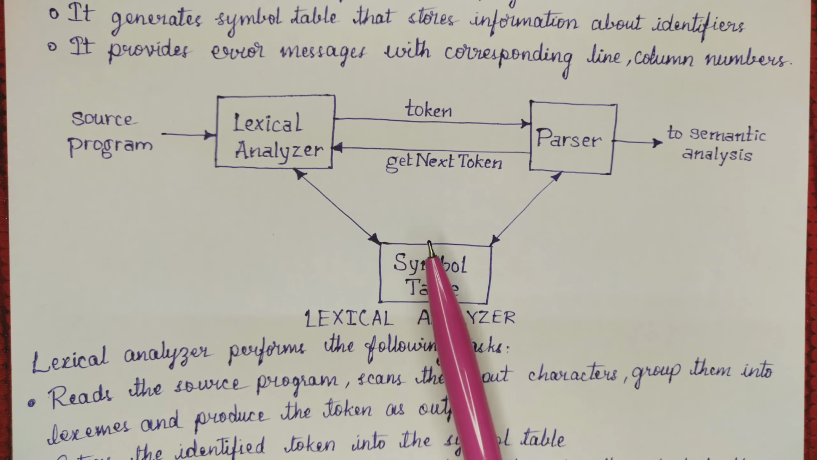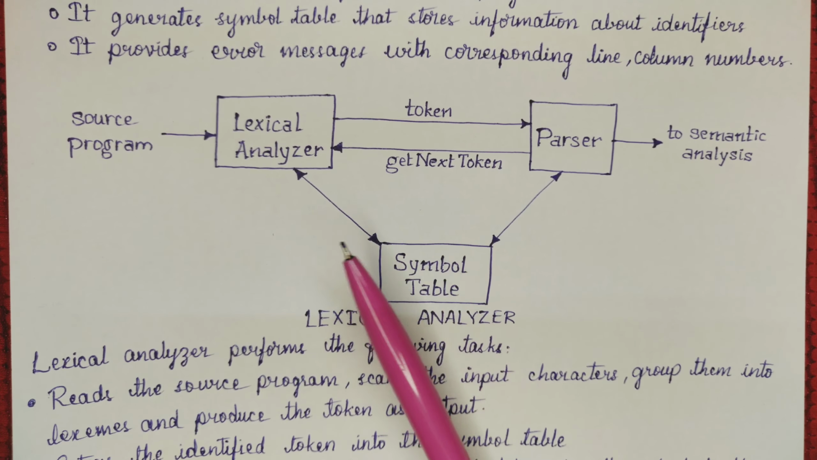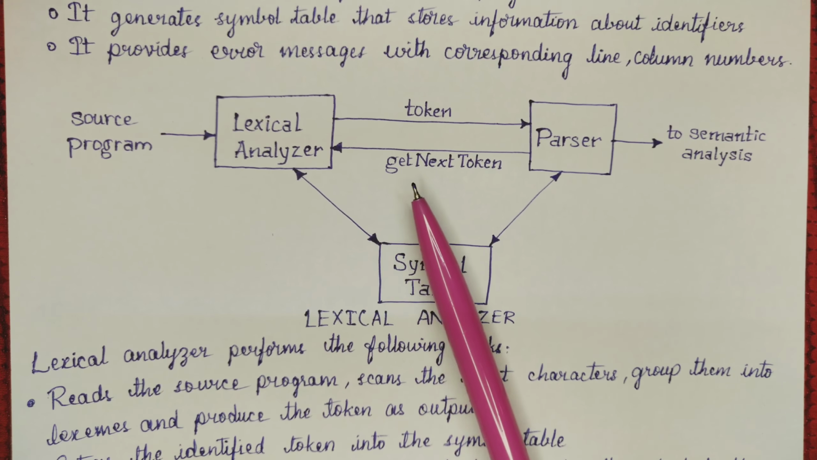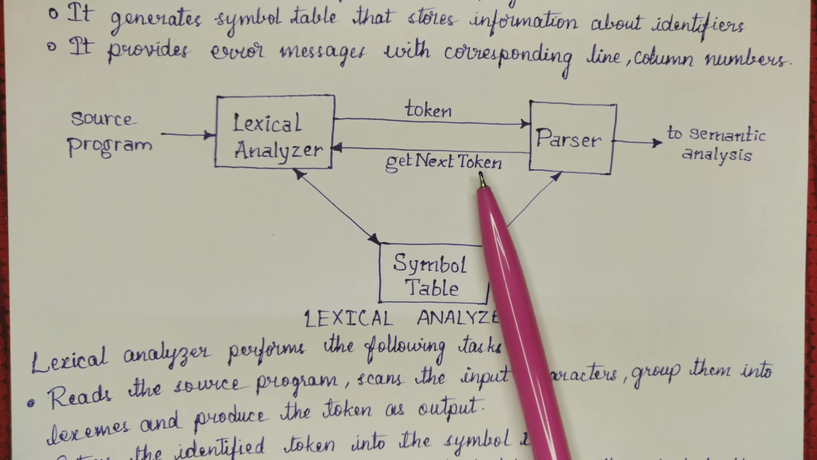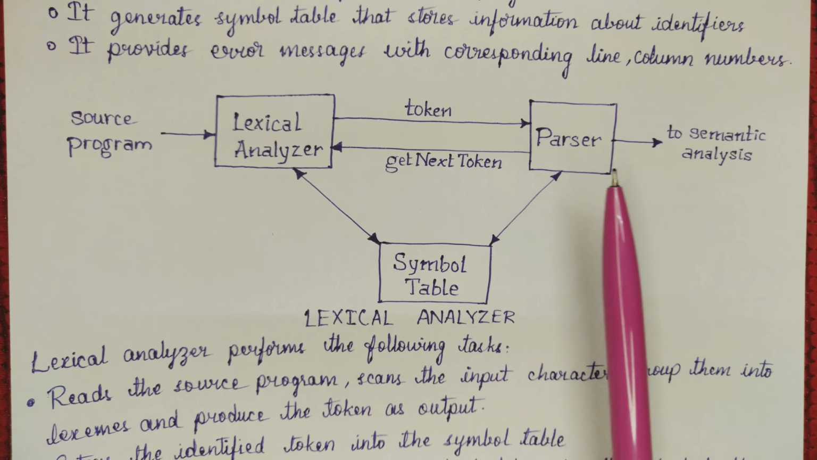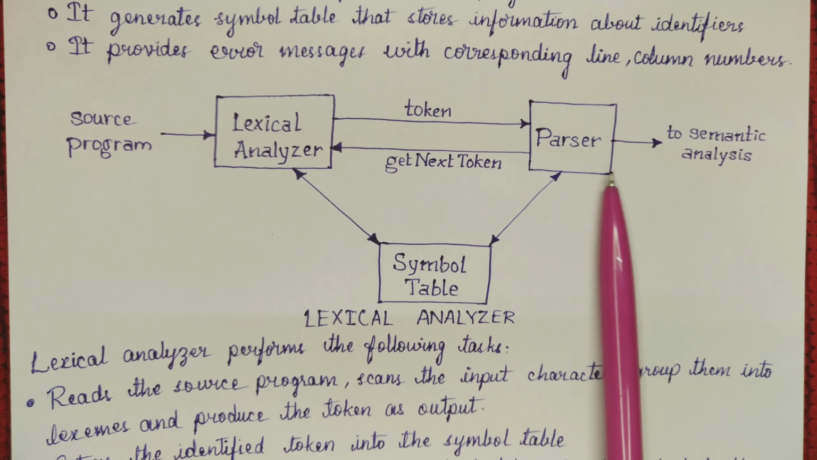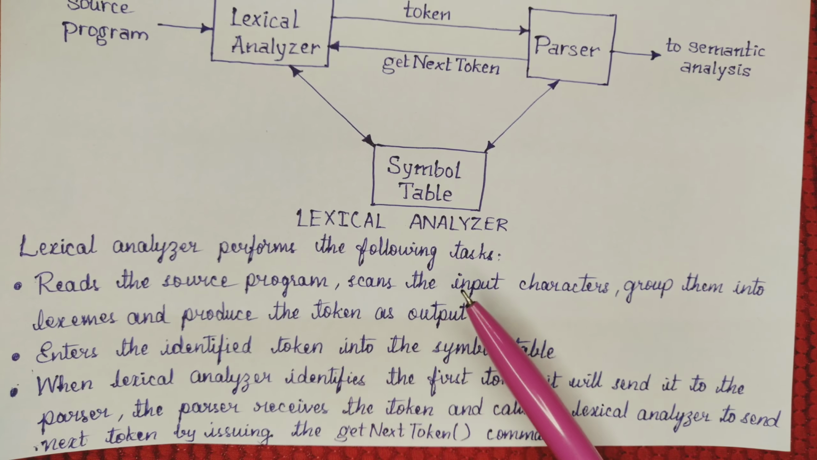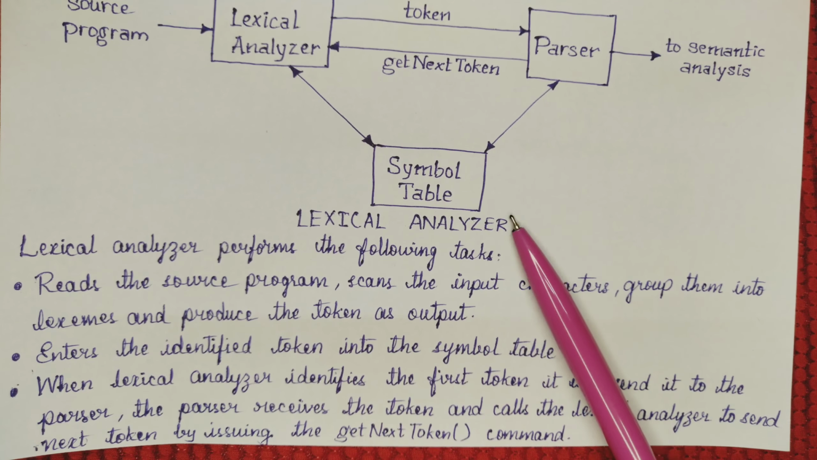The parser, on receiving the token from the scanner, re-verifies it from the symbol table. If the token and the identifier in the symbol table both match, then the parser sends a request to the scanner for the next token using the getNextToken command. After receiving all the tokens, the parser then constructs the parse tree, and that parse tree will be sent to the semantic analyzer.